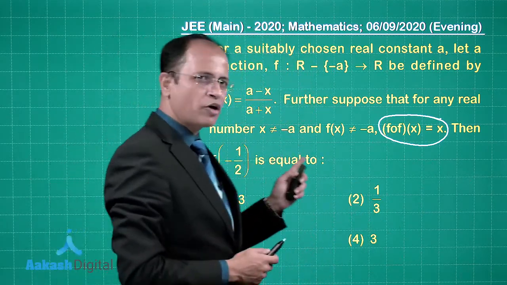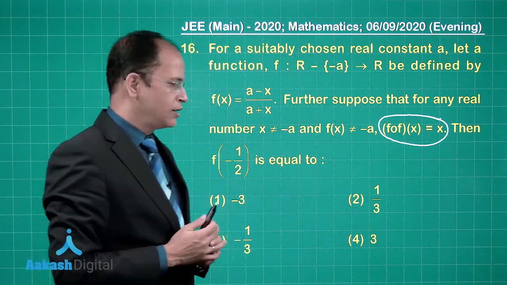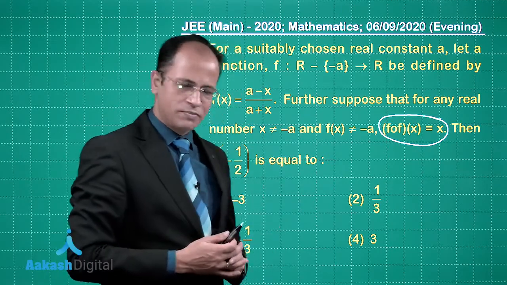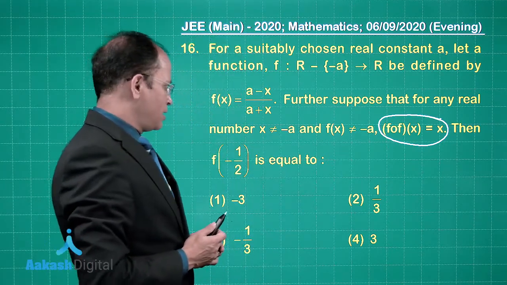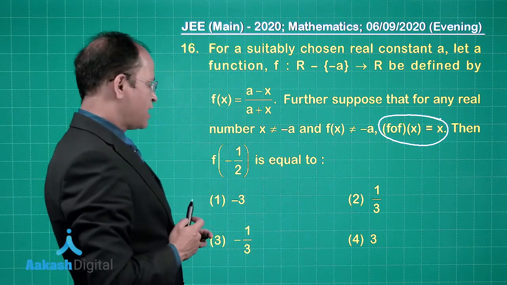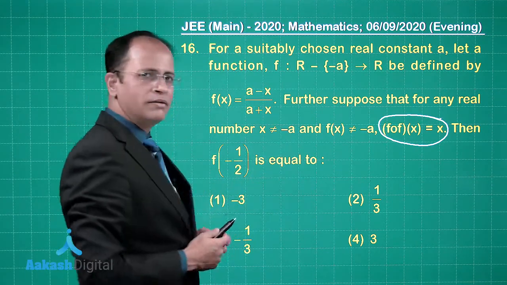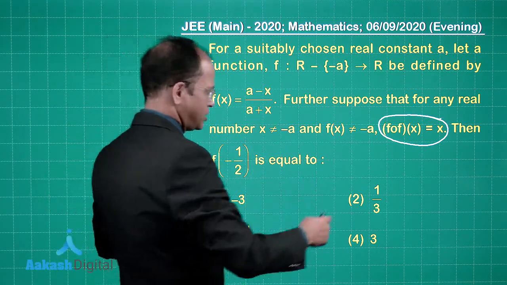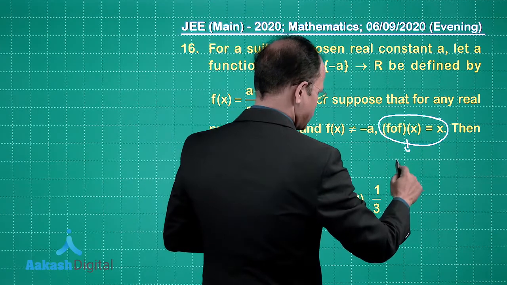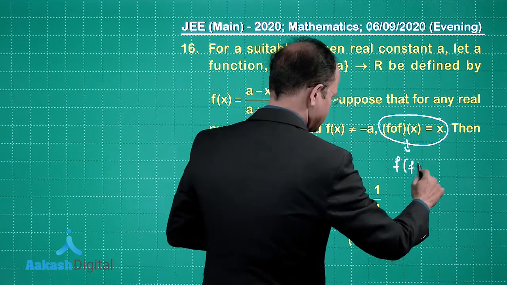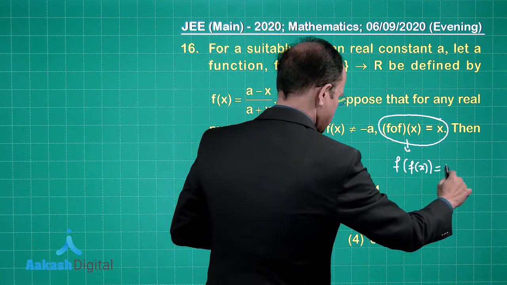That is, it's a problem based on functions. The concept of composite function has been used here. Now we have to find f of minus half. I think it's a very simple, easy problem. Just the concept needs to be used. This is f(f(x)) is equal to x.